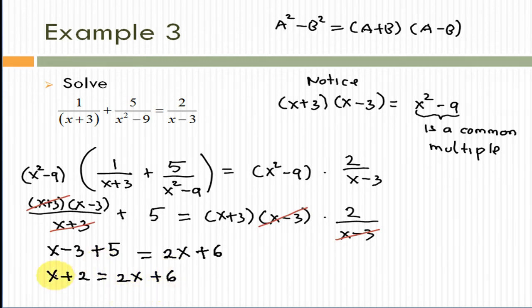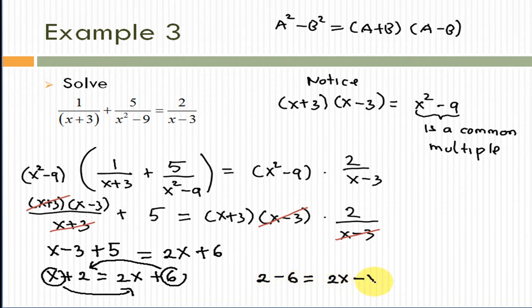Okay, we can move this to the other side. So move this over there and move 6 to the left hand side. Then we get 2 minus 6 equals 2x minus x. 2 minus 6 is negative 4 equals 2x minus x, which is x. Therefore, x equals negative 4 is the solution of this equation.